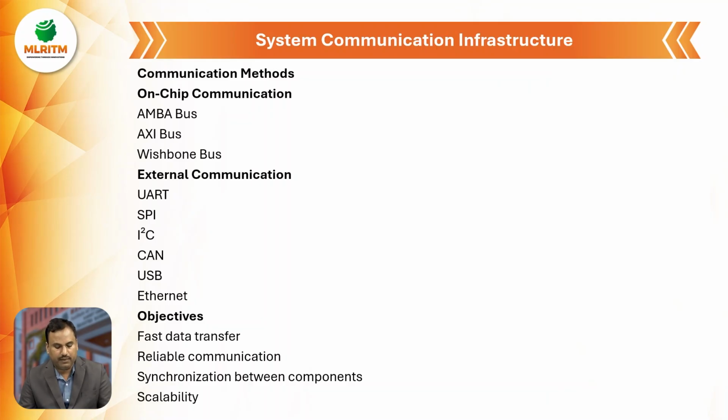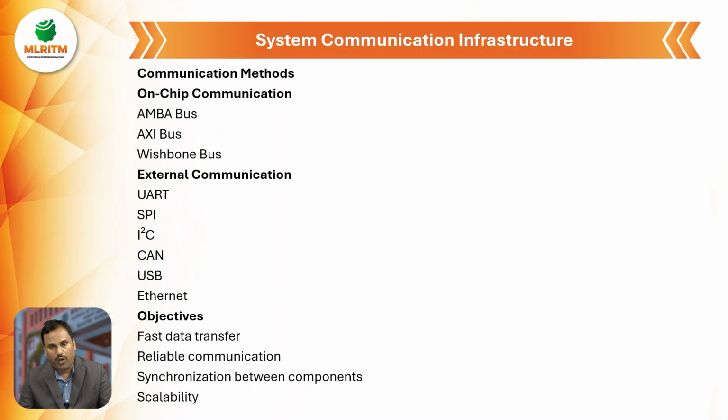That is the AMBA bus, AXI bus, and Wishbone bus. These are the on-chip communication methods. And external communication means UART, SPI, I2C, USB, CAN, and Ethernet. These are all for external communication purposes. On-chip means inside the system. Any development board if you take, you will find these buses.